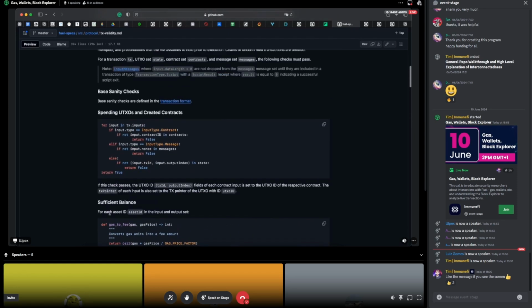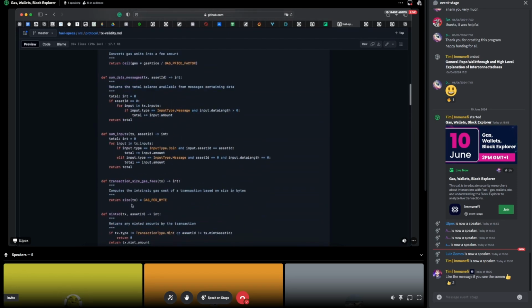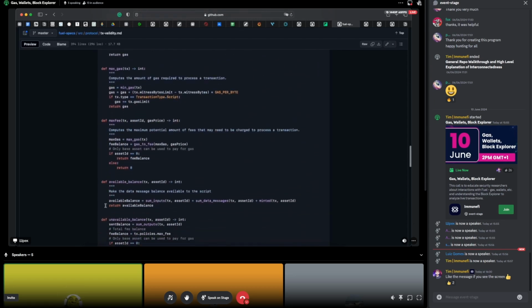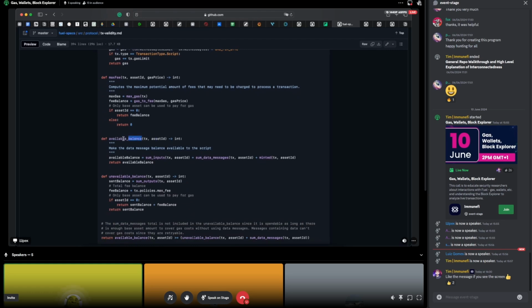Coming back to sufficient balance. When we verify your transaction, we calculate the available balance. So we iterate over all inputs and calculate the total amount available from those inputs. Then we subtract, and we get the unavailable balance, where unavailable balance is available balance minus max fee. So it's how much your transaction can consume. And if available balance is more than unavailable balance, then everything is okay. Your transaction has sufficient funds, at least to cover the fee.